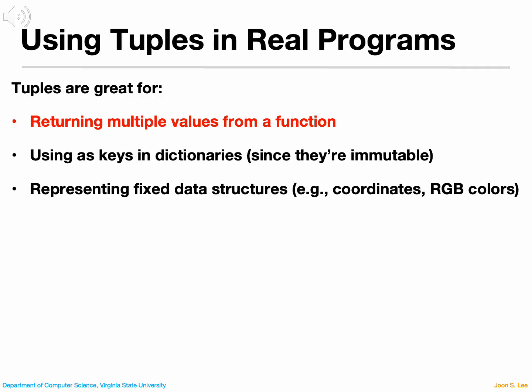Finally, tuples are great for representing fixed data structures, things that shouldn't change, like coordinates on a map, RGB color values, or database records. In all these cases, the data stays constant, so using a tuple makes perfect sense.